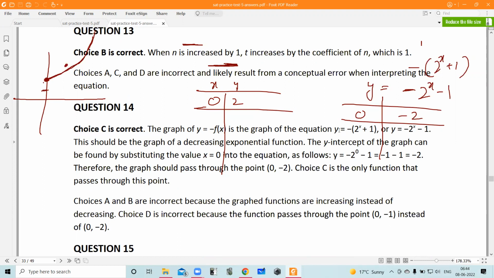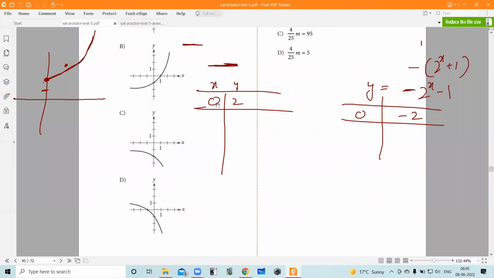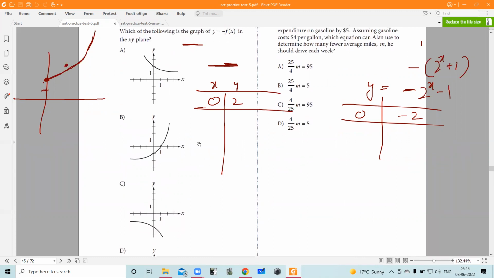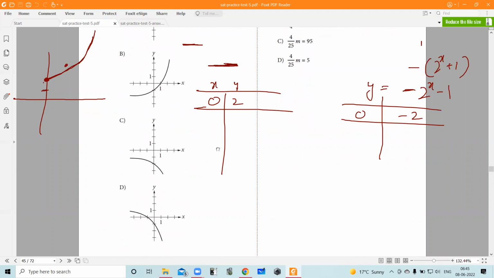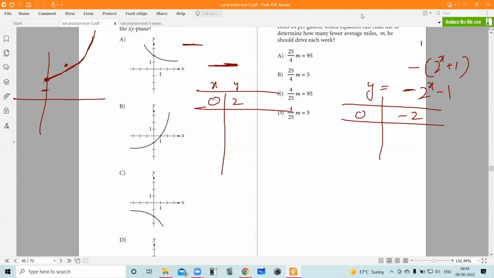Here, y equals negative times f of x. So negative times f of x means negative times 2 to the x plus 1, and that is -2x minus 1. So we got the 1 point, and now we can even get more points, and it'll be telling us how it is moving. But we don't need that because we are already eliminating options A, B, and D because they're not having y-intercept as -2. So those were basically all the questions that I had for the calculator inactive section.